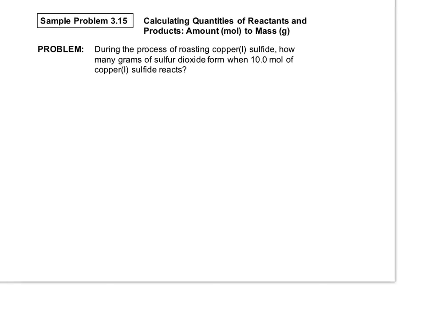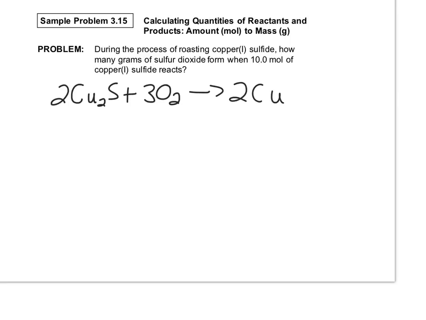Sample problem 3.15 kind of builds off of sample problem 3.14. We're still talking about that same equation. So before I even read the problem, I'm just going to go ahead really quickly and write up our balanced equation that we had from that previous one. It was 2 copper sulfides plus 3 oxygens yields 2 copper oxides plus 2 sulfur dioxides.